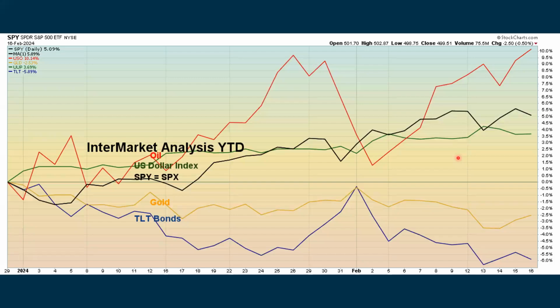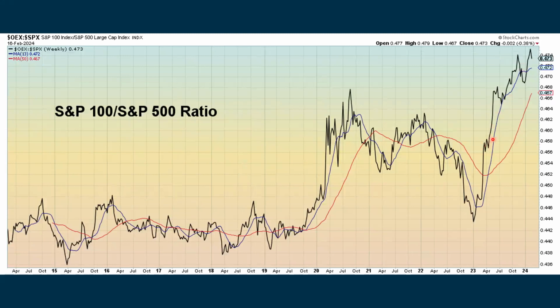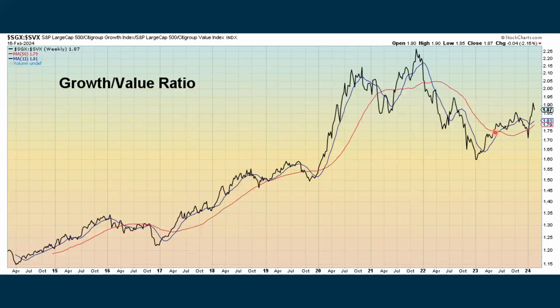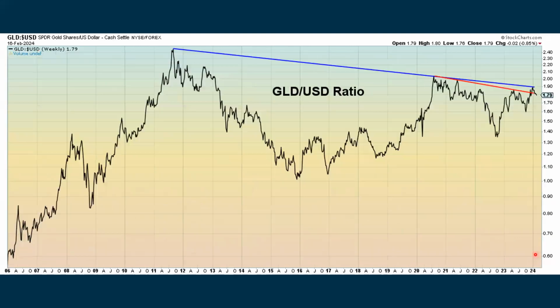Then some relative studies. We start off by looking at an intermarket analysis chart going back to the beginning of 2024. Oil is now in the lead, followed by stocks, and then the dollar, where gold and the price of bonds are negative. The NASDAQ 100 to S&P 500 ratio is still looking really solid, with the NASDAQ 100 outperforming. The S&P 100 continues to outperform the S&P 500. Growth is still outperforming value, and gold is underperforming when we compare it to the S&P.